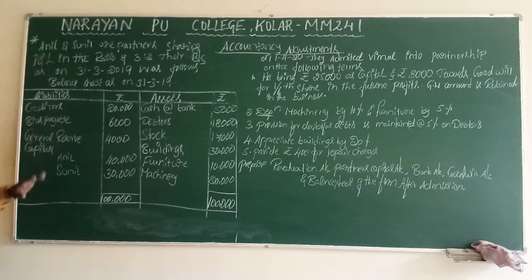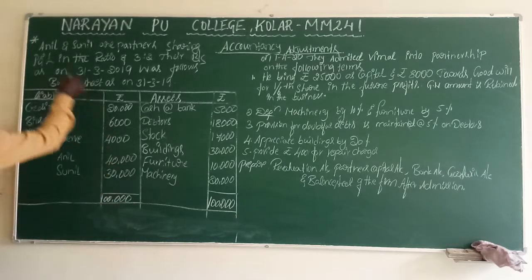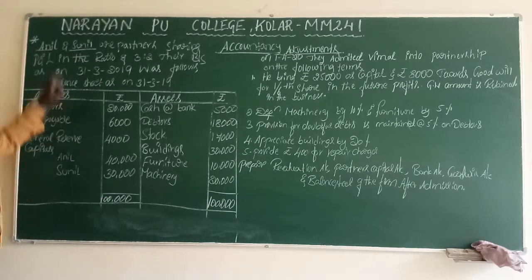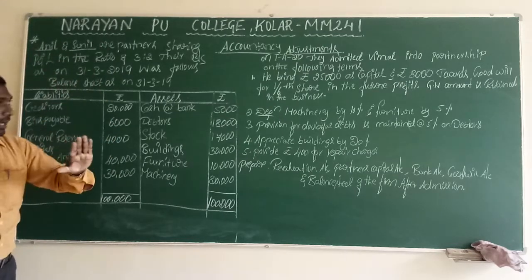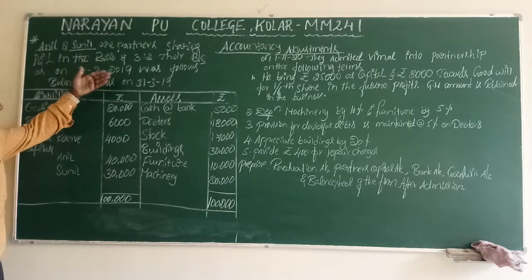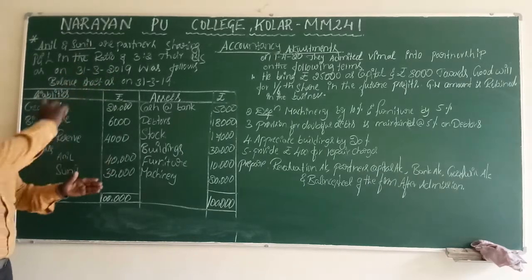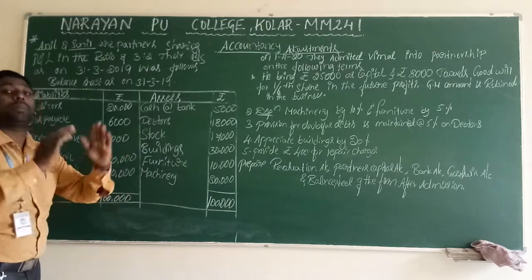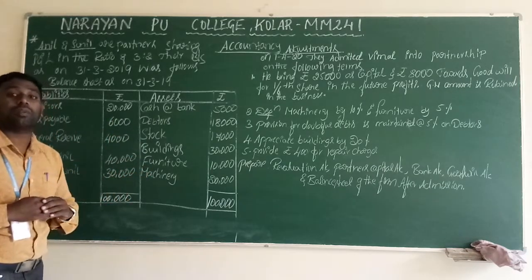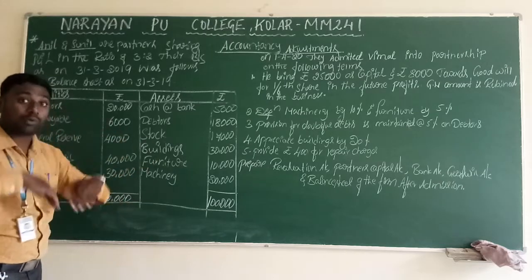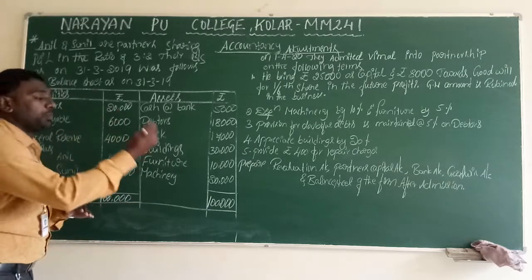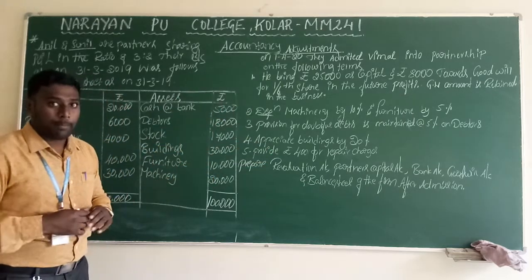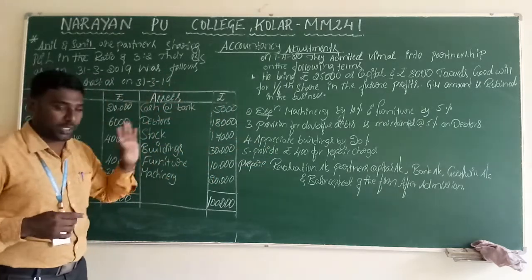Before that, first we have to understand the information given. Anil and Sunil are the old partners. They have already established a business, but they have admitted one more person. We have to imagine how their accounts will be affected, and prepare a new balance sheet after the admission of the partner. We have to separate this first.